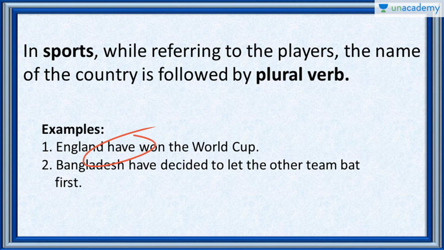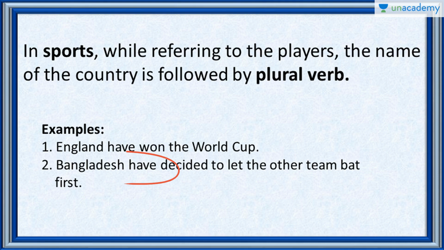Next example, Bangladesh have decided to let the other team bat first. It is very simple. If you think about it, it is kind of obvious too. It will make sense, right? Because in sports, it is a number of players that are bringing about the results in a game. So whatever happens happens because a number of players are doing something. The end result has come about because a number of people have done something. So in such a case, the verb should be plural.